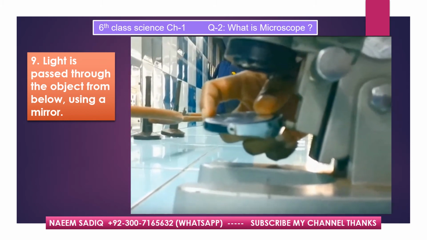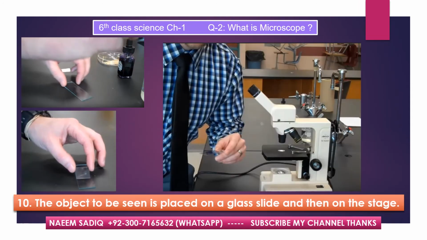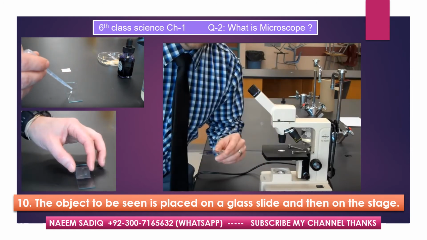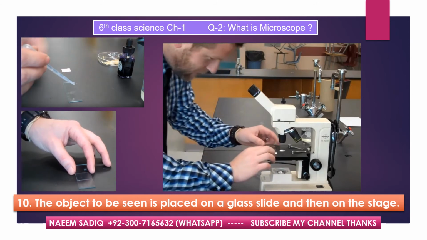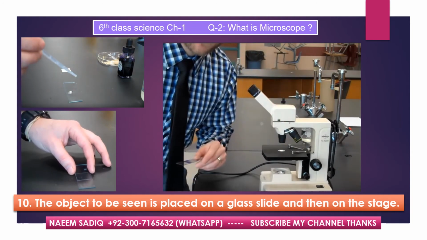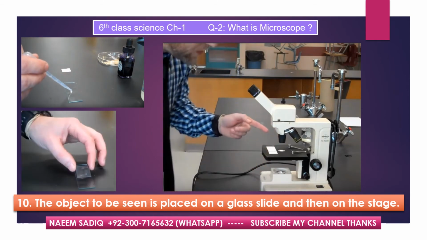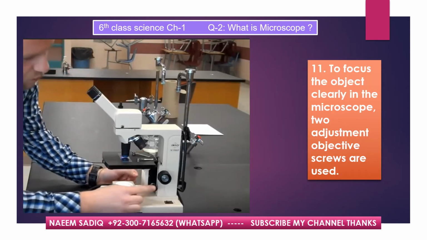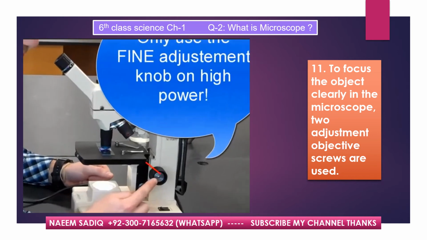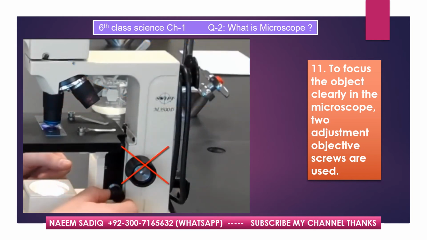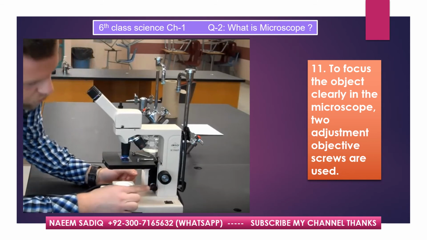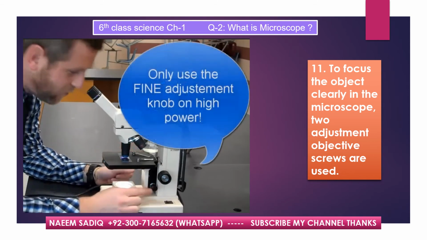Light is passed through the object from below, using a mirror. The object to be seen is placed on a glass slide and then on the stage. To focus the object clearly in the microscope, two adjustment objective screws are used.